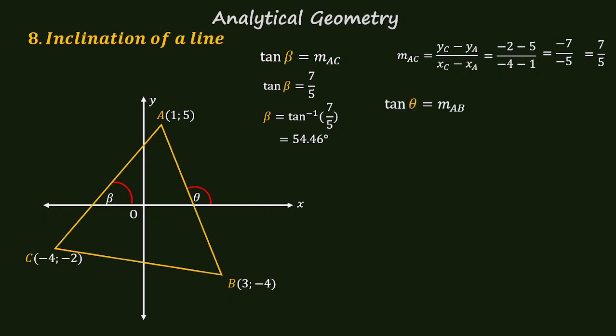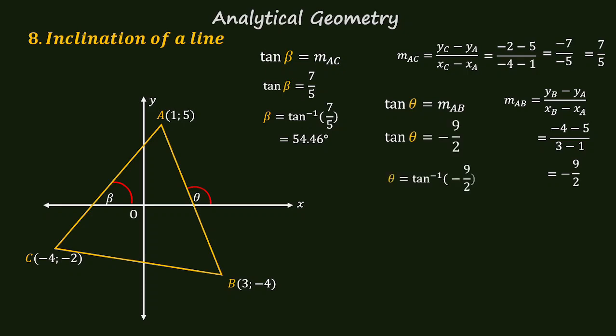In the same manner, the relationship between the angle theta and the straight line AB is that the tangent of that angle theta will be equal to the gradient of the straight line AB. All we have to do is to find the gradient of AB. In this case, it's -9/2, and we equate the two. We use our knowledge of trigonometry to find the arctan of -9/2, and the answer that we get is -77.47. Now, this is what you need to take note of.